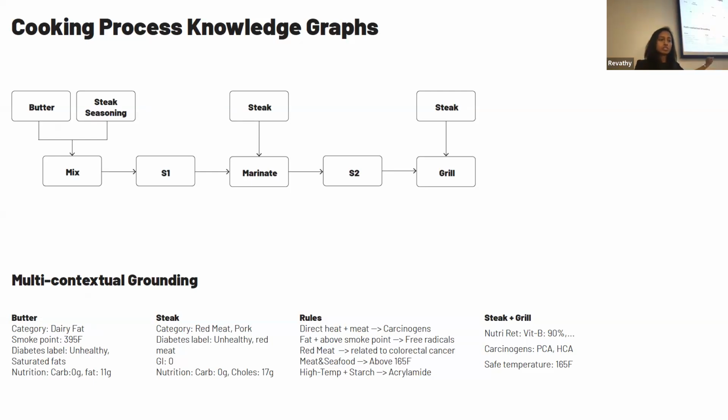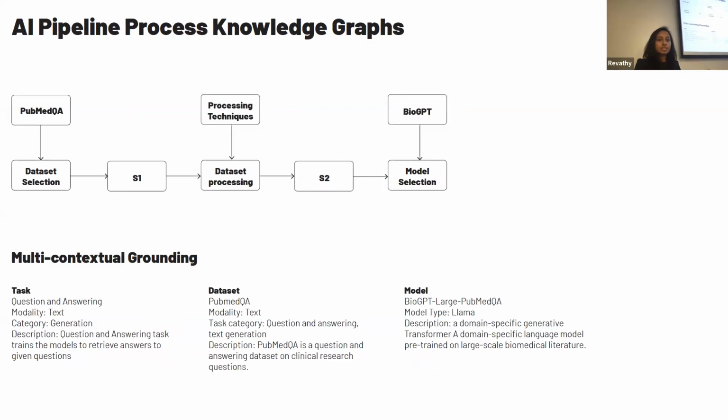So here we have contextual information for ingredients such as butter and stew, and also what happens if a particular ingredient interacts with a cooking method, what are the effects of it. And similarly, the AI pipeline process knowledge graph is also grounded with knowledge.